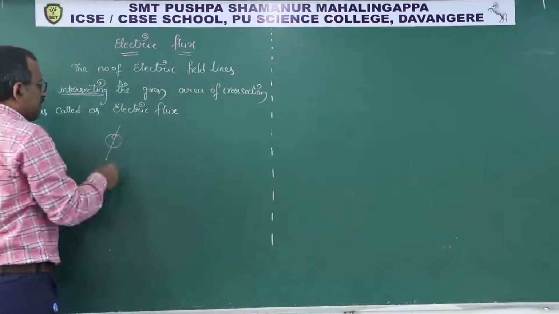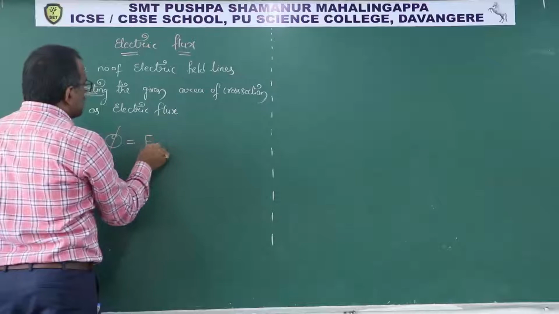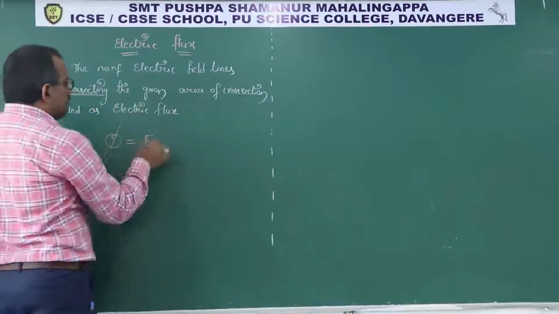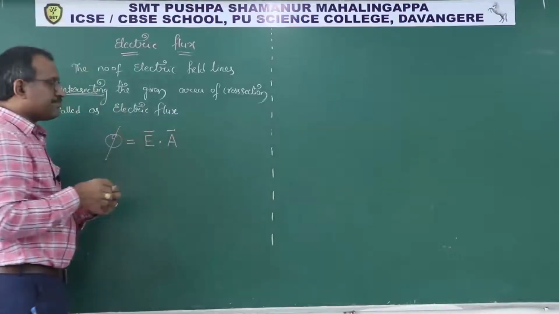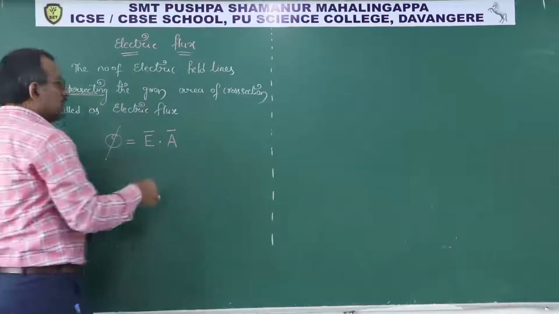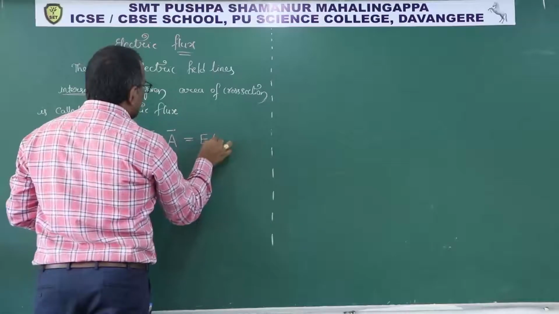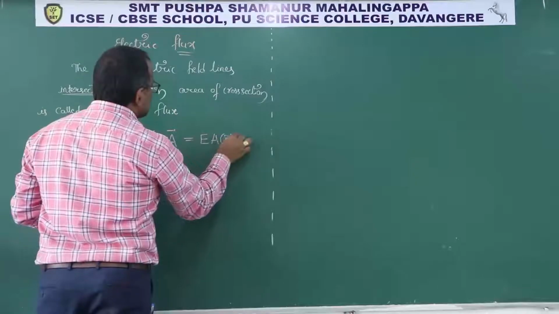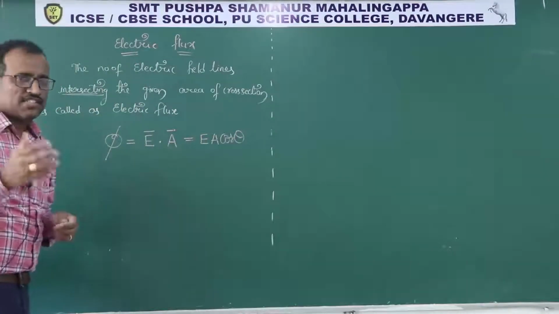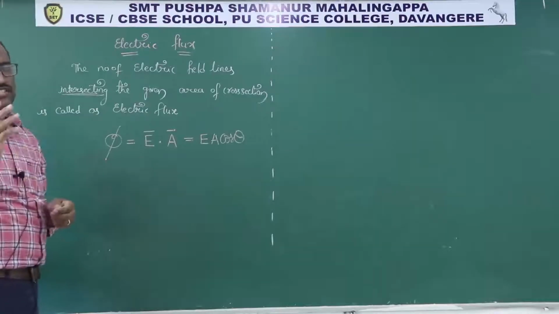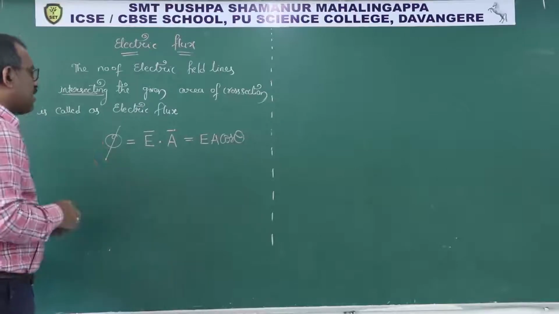And mathematically that is represented by the Greek letter phi. This is also defined as the scalar product between electric field intensity and area vector, and a scalar product gives you a scalar only: E A cos theta. So please try to understand what cos theta is. Cos theta is the angle between electric field and area vector.